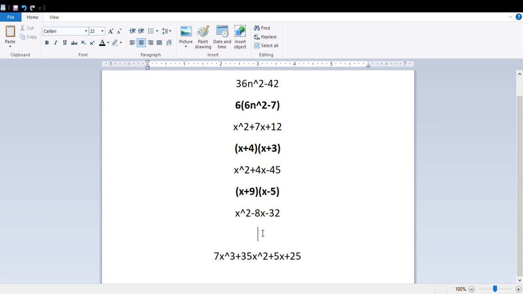So assuming you guys have paused the video, you should have realized that there are actually no numbers. In this case, where you cannot find two numbers that when you add them together give negative 8, and when you multiply them together give negative 32, that means that this is prime. This is prime. You cannot factor this. That's what this means. Prime.